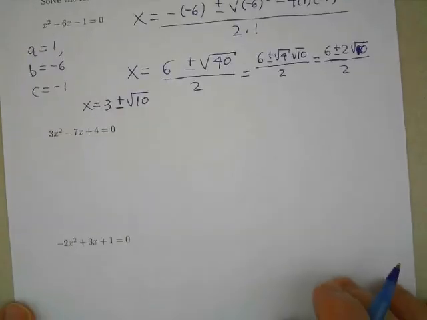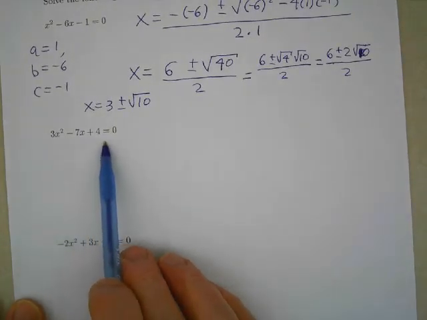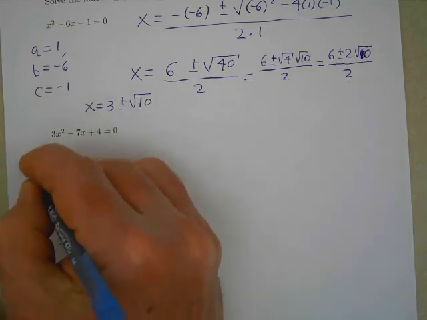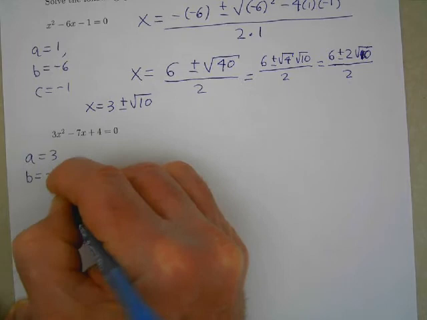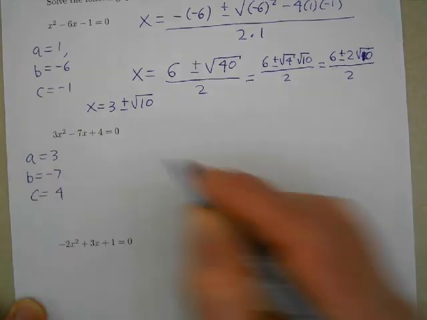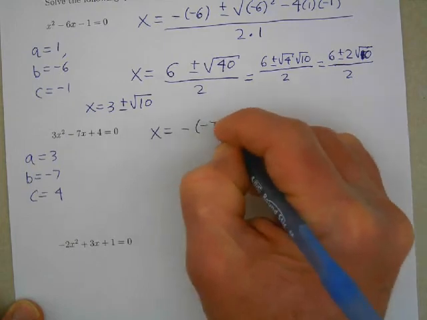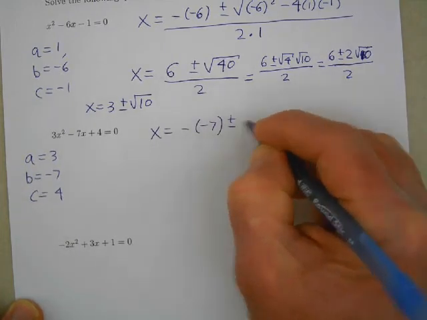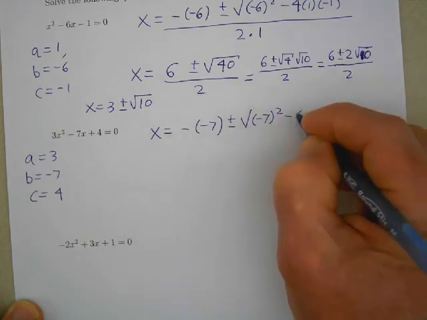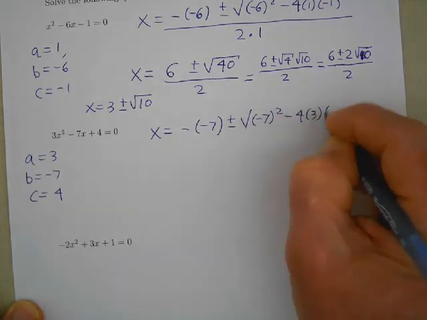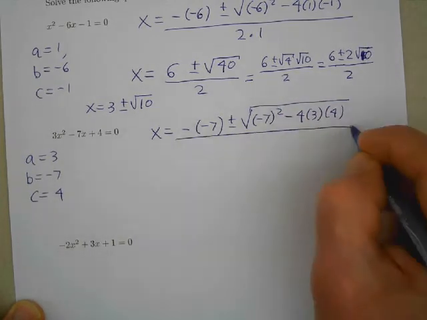Okay, in the next example, 3x squared minus 7x plus 4 is 0. So in this one, a is 3, b is negative 7, c is positive 4. So we write x equals the negative of negative 7 plus and minus the square root of the number negative 7 squared minus 4 times 3 times 4, all divided by 2 times 3.